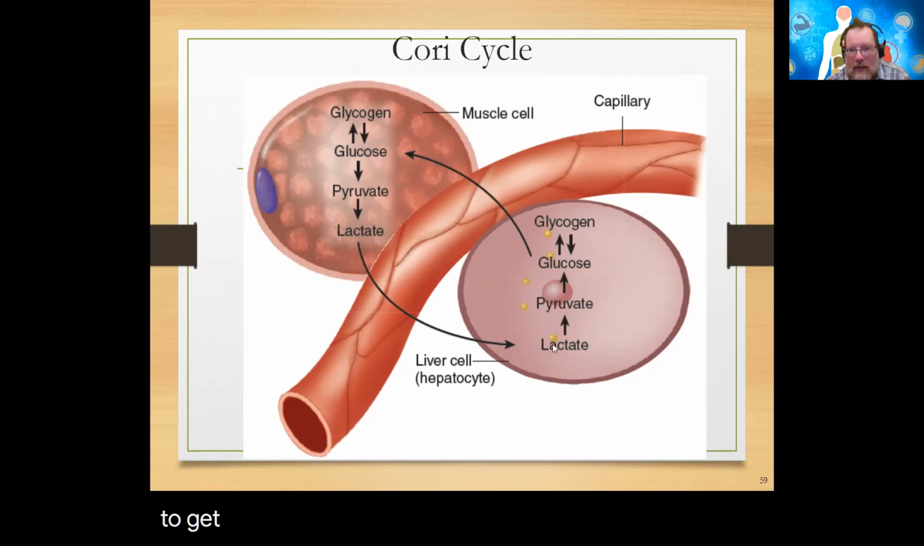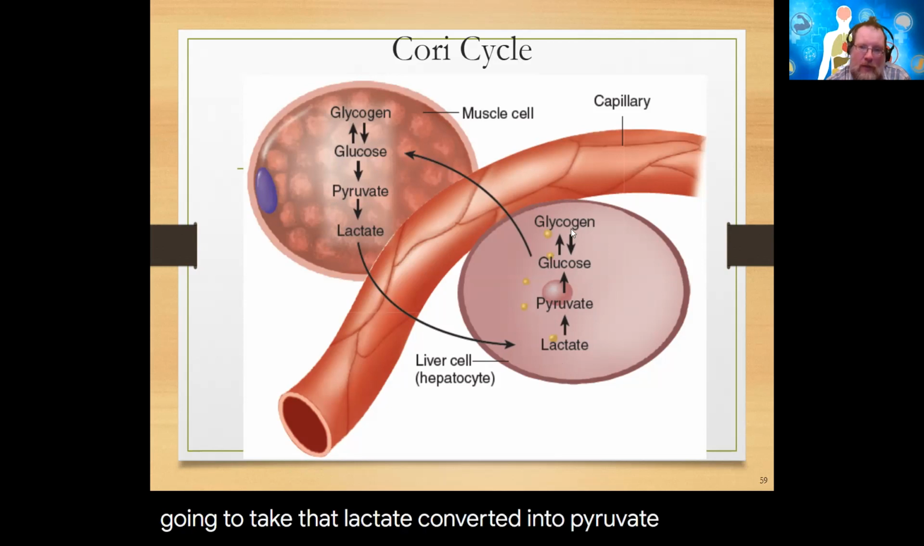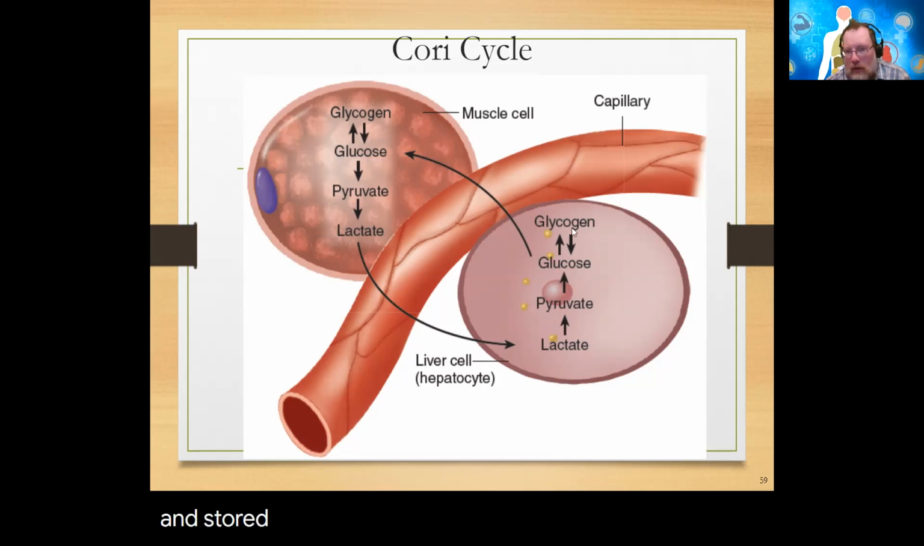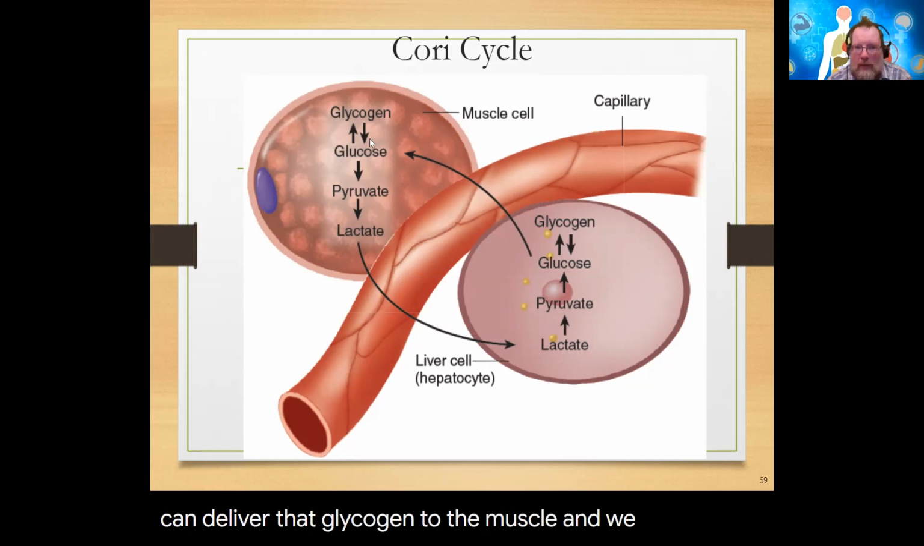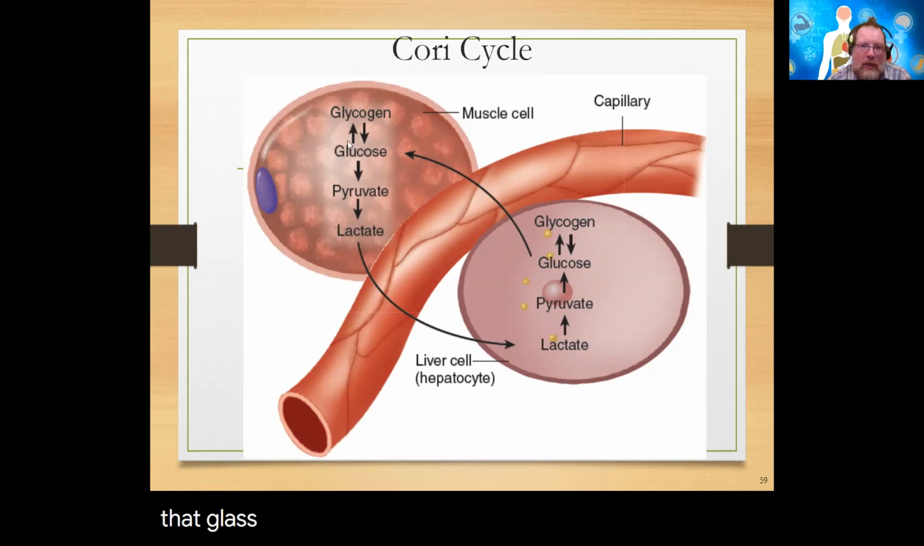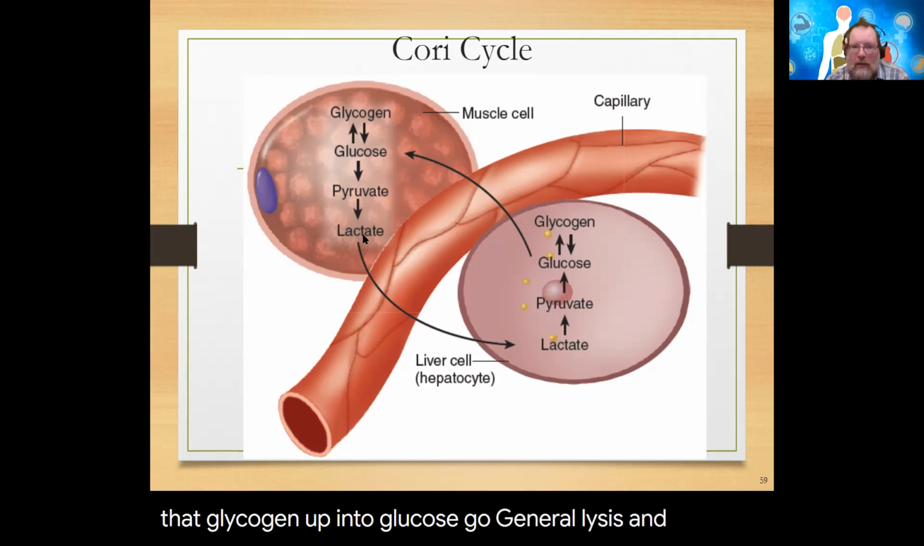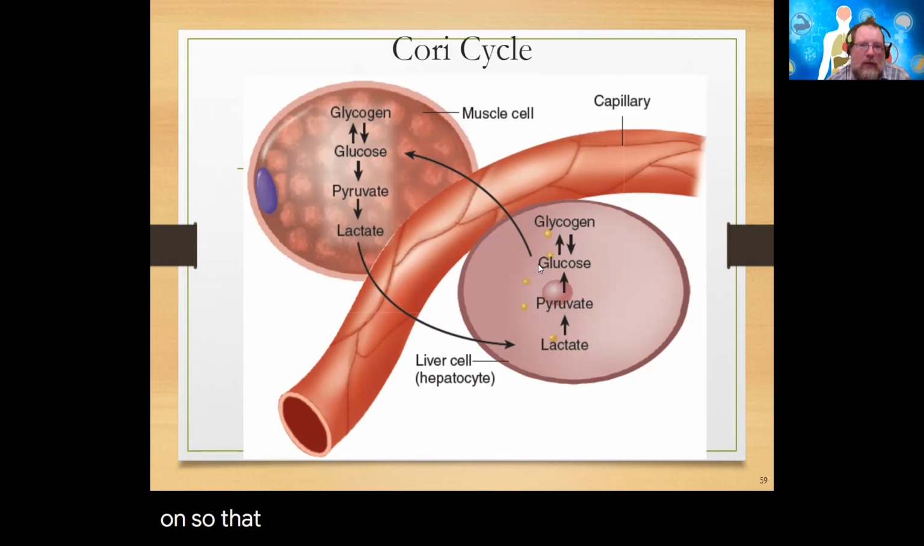It's going to get taken to the liver. A little hepatocyte or liver cells are going to take that lactate, convert it into pyruvate, glucose, and stored glucose in the form of glycogen. And then we can deliver that glycogen to the muscle, and we can break that glycogen up into glucose, called glycogenolysis, and so on. So that cycle can continue recycling lactic acid.